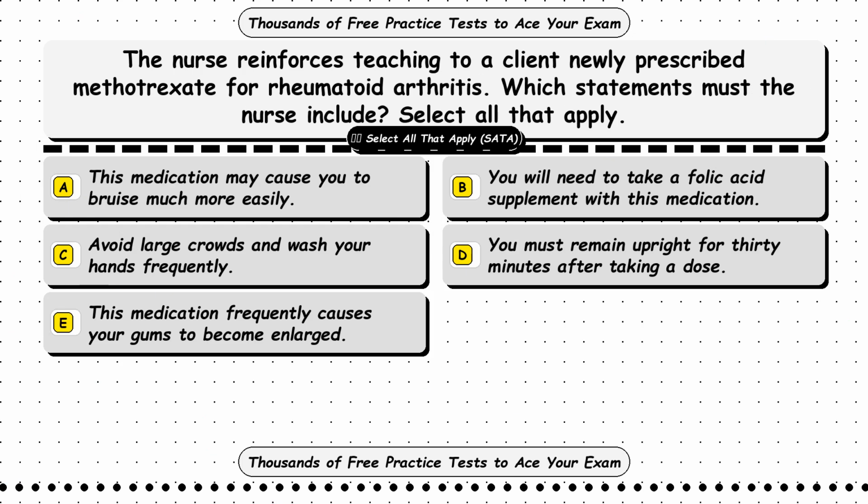Question 34. The nurse reinforces teaching to a client newly prescribed methotrexate for rheumatoid arthritis. Which statements must the nurse include? Select all that apply. Option A. This medication may cause you to bruise much more easily. Option B. You will need to take a folic acid supplement with this medication. Option C. Avoid large crowds and wash your hands frequently. Option D. You must remain upright for 30 minutes after taking a dose. Option E. This medication frequently causes your gums to become enlarged.